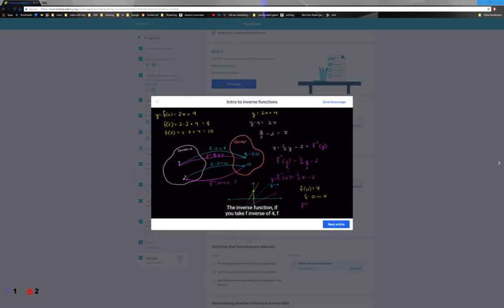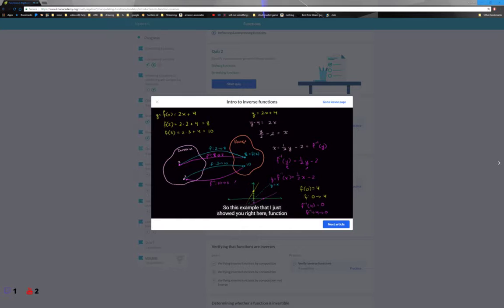The inverse function, if you take f inverse of 4, f inverse of 4 is equal to 0. Or the inverse function is mapping us from 4 to 0, which is exactly what we expected. The function takes us from the x to the y world, and then we swap it. We're swapping the x and the y when we take the inverse. And that's why it's reflected around y equals x.